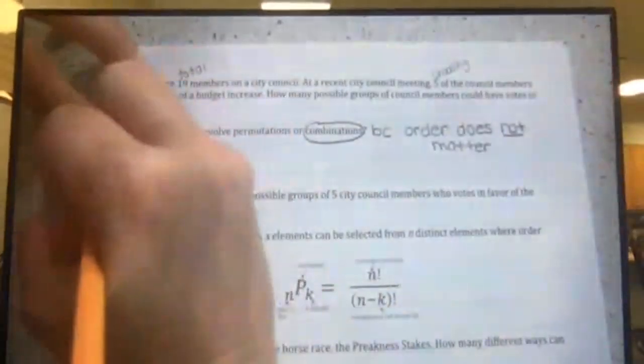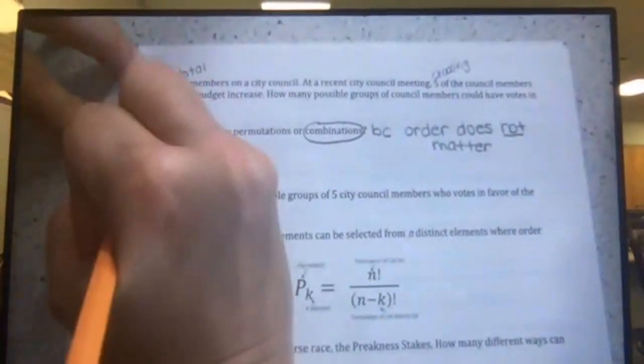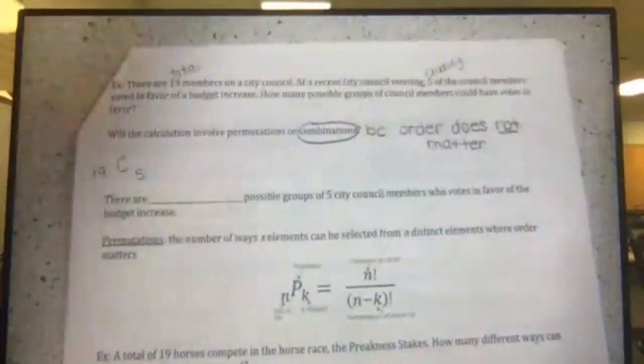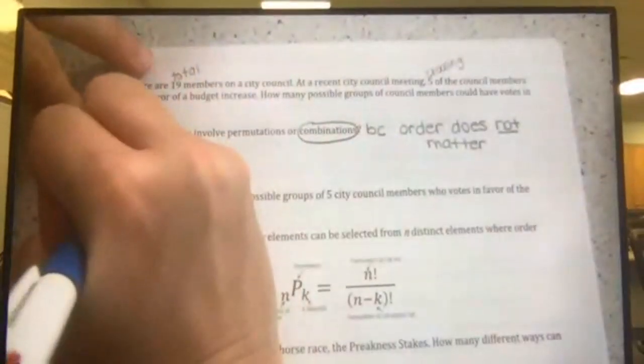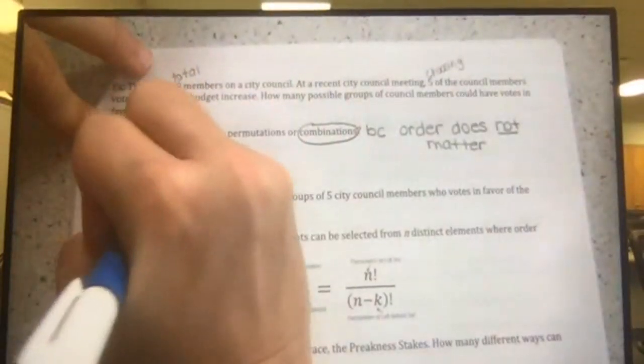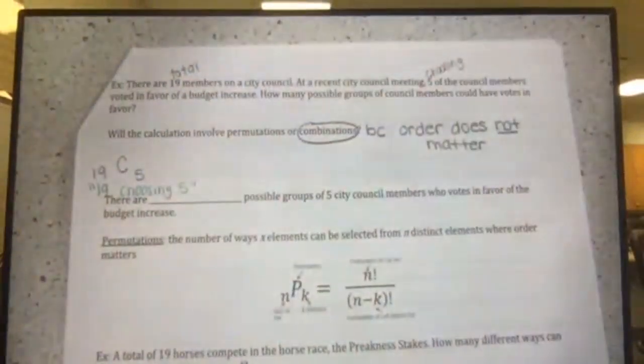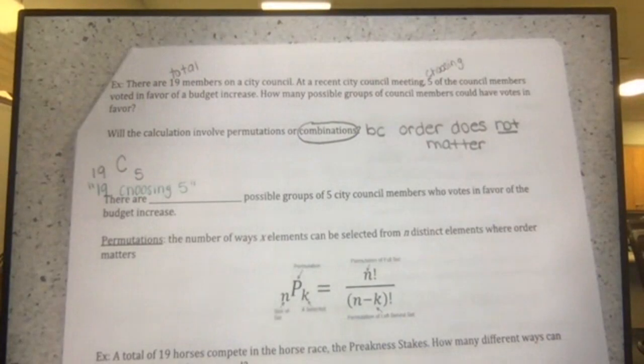So putting that, there's 19 total, and we're using combination, and we're choosing 5 of them. It kind of helps me to say it that way. There's 19, and we're choosing 5. So you can put this into this crazy formula, but I feel like no one's going to do that. So let me just show you what you're really going to do.